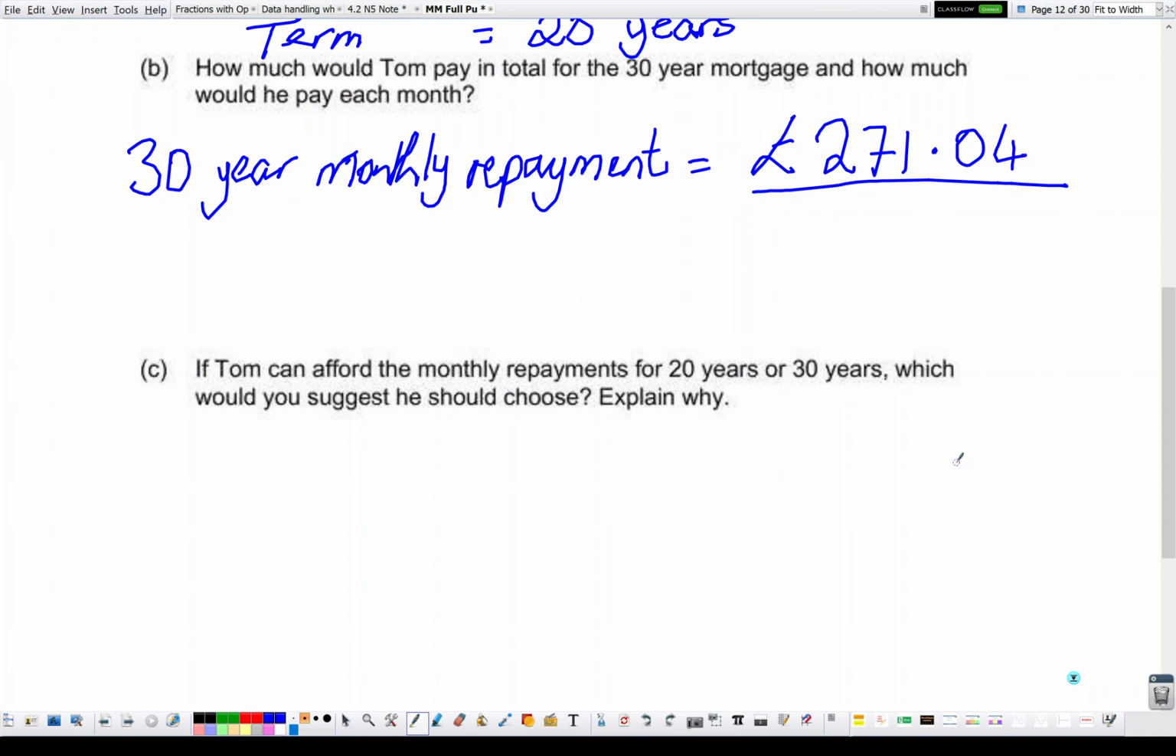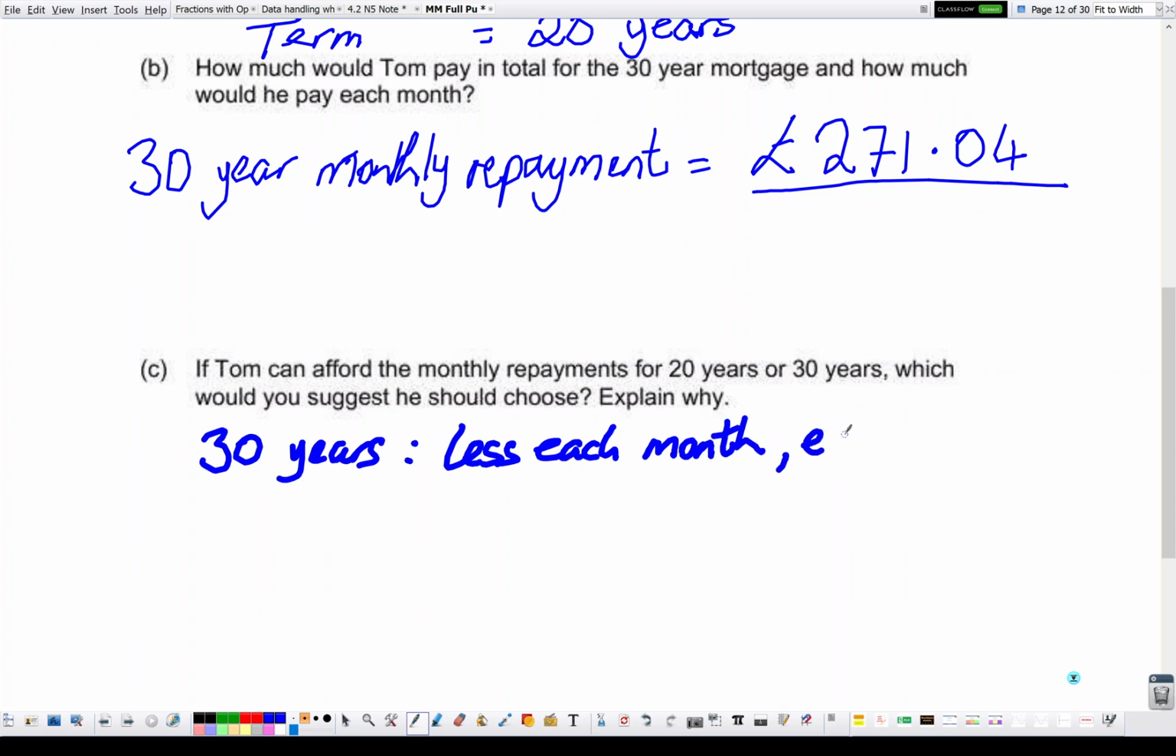Right, yeah, I'll just write down some of those ideas. So there's a couple of options. If you chose to pay it back over 30 years, the advantage would be it is less each month, so it's maybe easier to budget, right? And you would have more money left over that you could maybe spend on other things. You could save that money, or you could use that money to go towards something else, right?